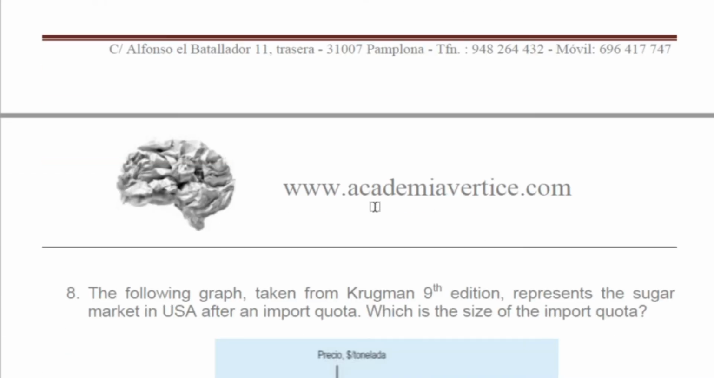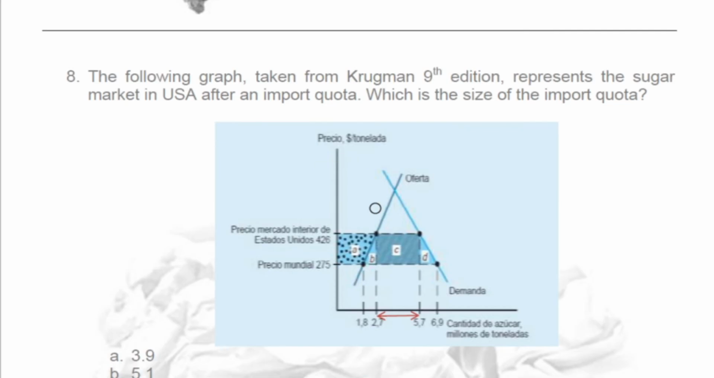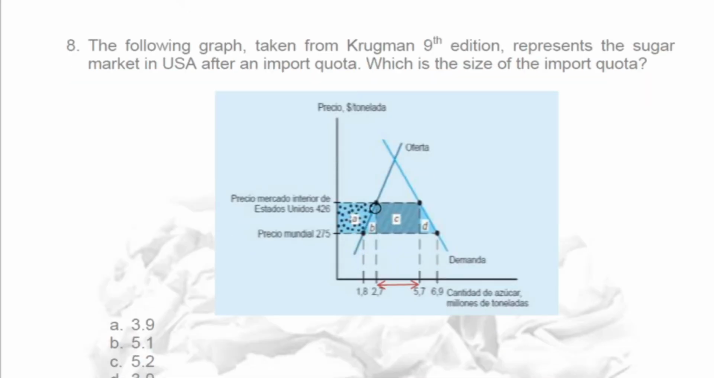Yeah. Number 8. The following graph, taken from Krugman, great book for international trade, represents the sugar market in USA after an import quota. Which is the size of the import quota? Okay, if the world price is 275, the imports would be between 1.8 that the domestic producers produce, and the 6.9 that is what the domestic consumers demand.